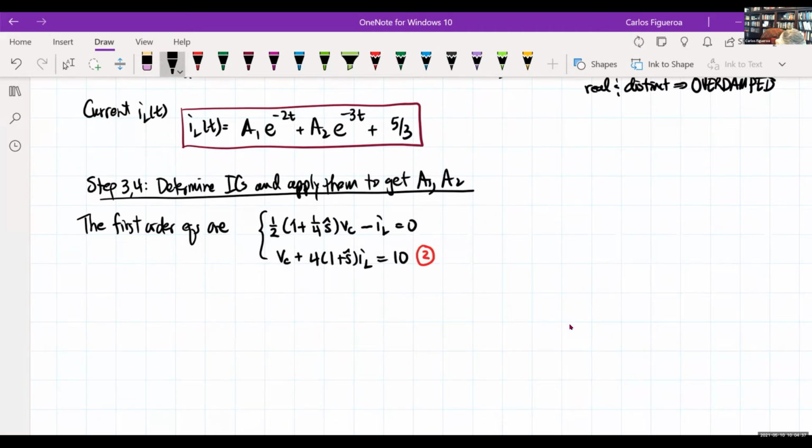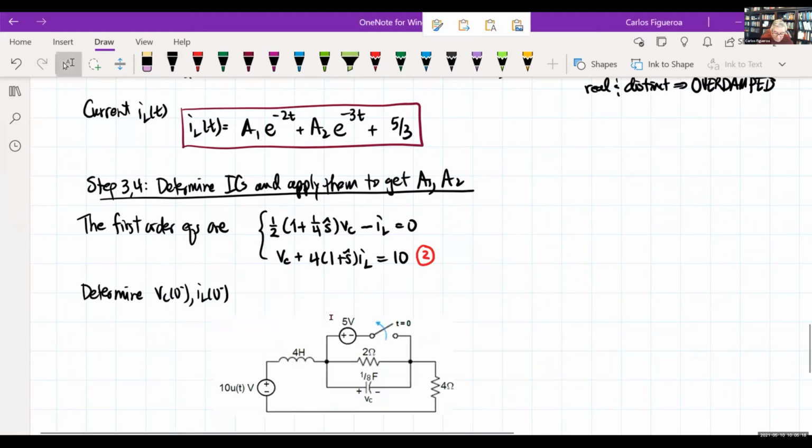So now what we're going to do here is that we need to go determine VC of 0 minus and IL of 0 minus. Okay. So if I look at my circuit, I got to go get that circuit here. Let me go grab that. And it looks like this. So here's where it's easy to make mistakes. I can only tell you from my experience, you guys, I'm sure, make less mistakes than I do.